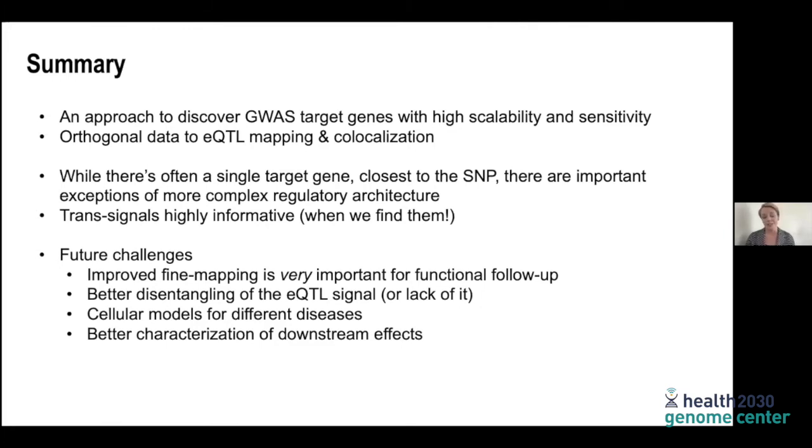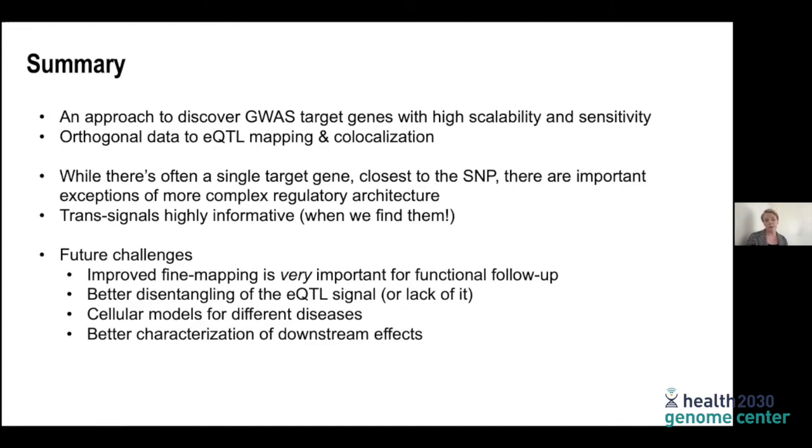As I said, we're interested in better disentangling the eQTL signal or lack of it. And here we were able to analyze blood cell traits with a pretty good cell line that works well, is easy to grow, and easy to manipulate. But for many different diseases and many GWASs, these good cellular models that are experimentally feasible and scalable are simply lacking.